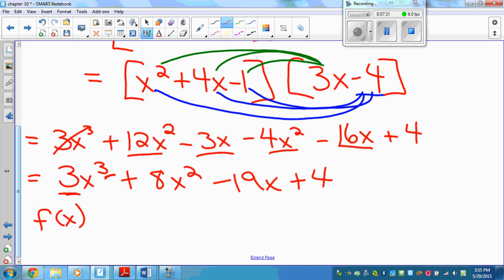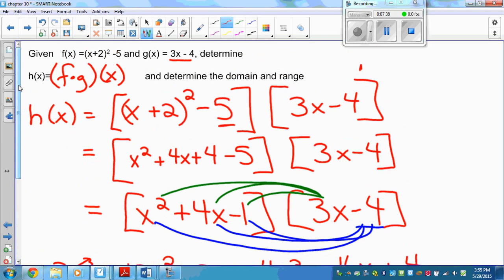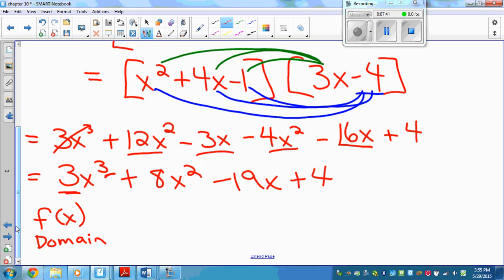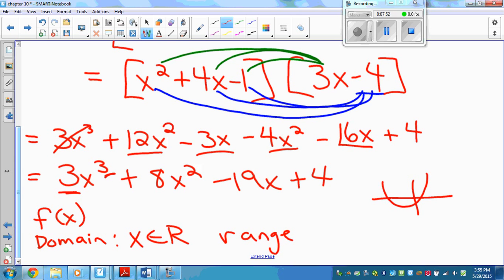So f of x, the domain. Remember what f of x was? It was a quadratic. That quadratic is going to have a domain where x is a member of the reals. Its range, however, remember I said it was concave up, and its vertex was at (-2, -5). So that means all the values are going to be above right here, so all y greater than or equal to -5.